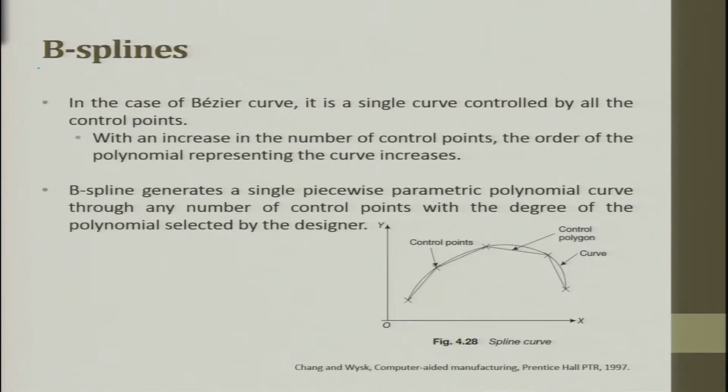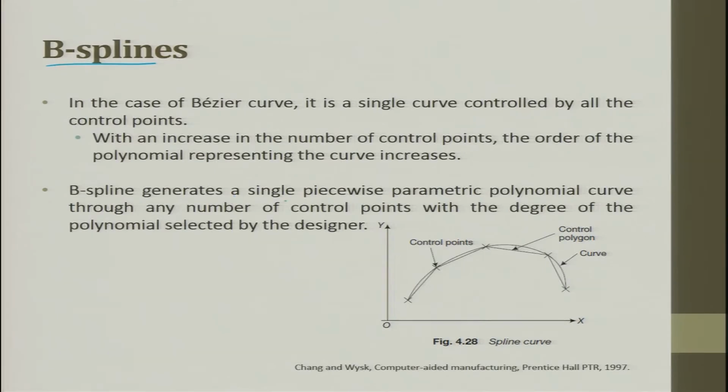The next advancement: I wanted to control as closely as possible. So, the limitation in Bezier was removed by using B-spline. In the case of Bezier curve, it is a single curve controlled by all the control points. It is only a single curve. With an increase in number of control points, the order of the polynomial representing the curve increases. So, if you want to have more and more control, you have to keep increasing the number of control points.